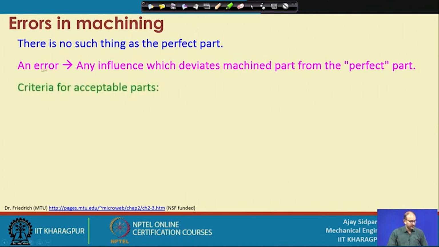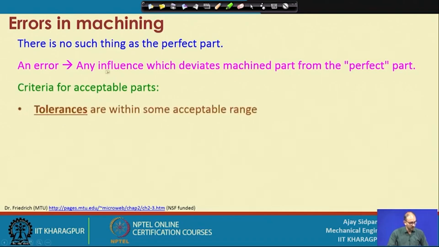But generally we accept this type of error. So, what are the criteria for acceptance of this particular error? Because we know that it is difficult to remove this error, ultimately you have to accept one particular variation. So, let us see what the things are. If you are making a part with reference to tolerances, and your part is within the tolerance limit, then you accept that part.